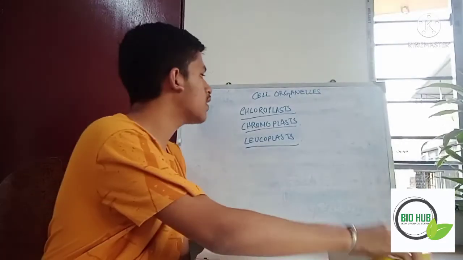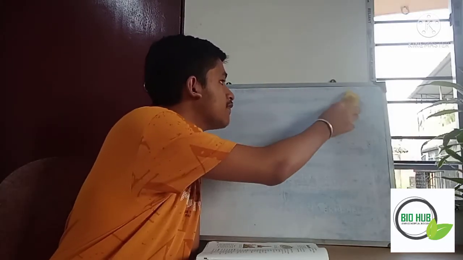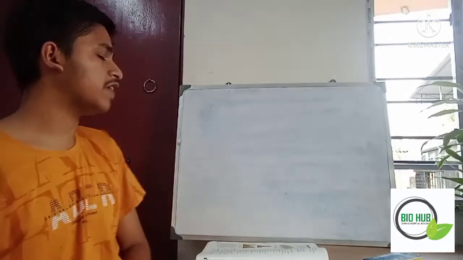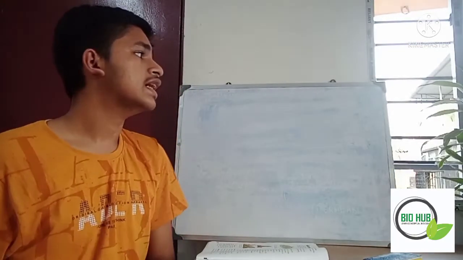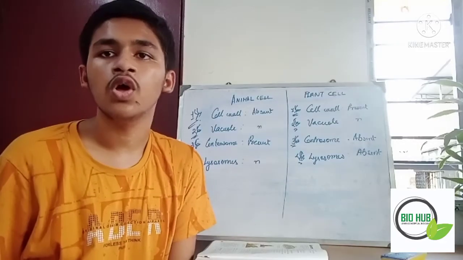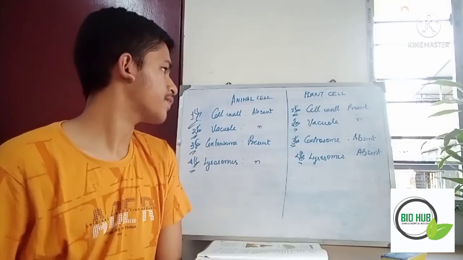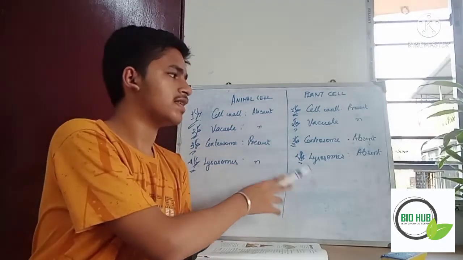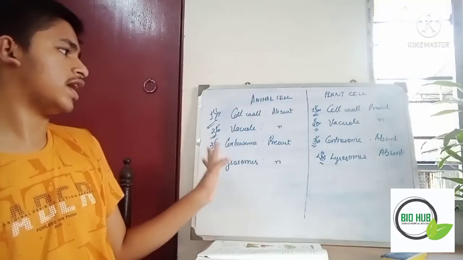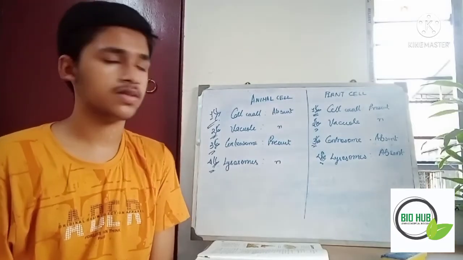Now, as I told you in the very beginning, at the last I will be doing one small, very important topic with you, that is differences between a plant cell and an animal cell. So, differences between animal cell and plant cell. I have written it on the board. I think it is visible to you. You can note it down in your notebook if you want.